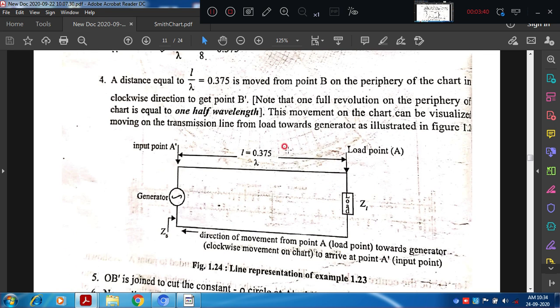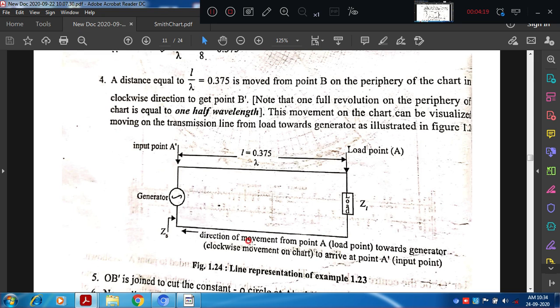From this diagram we can easily understand, assuming that here is the load end, that is the load point A. From the load point, this much distance, L equal to 0.375, we will get the point A dash, that is the input impedance, or source impedance, or generator impedance, right? So from this load we should move to the generator.